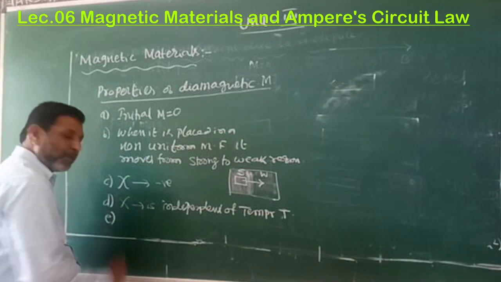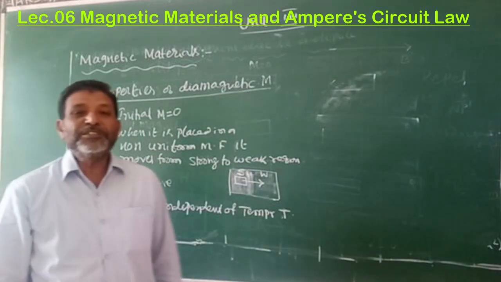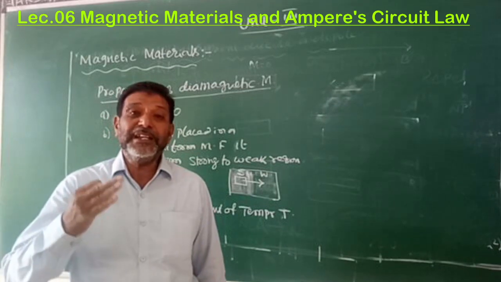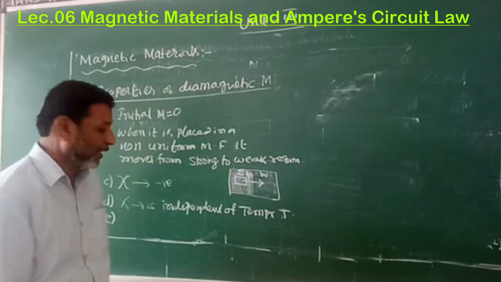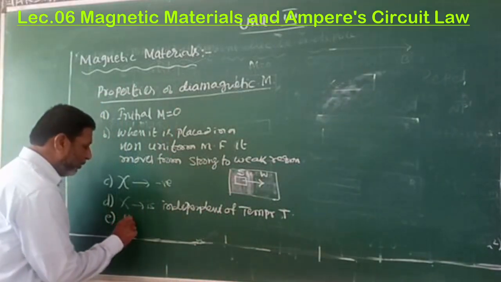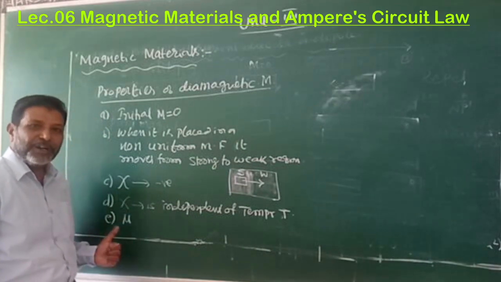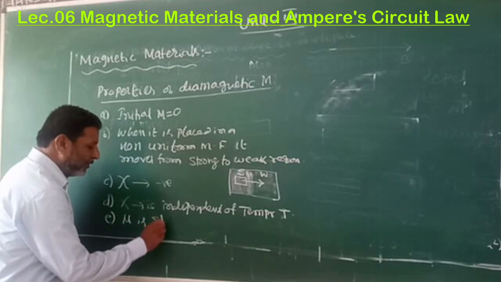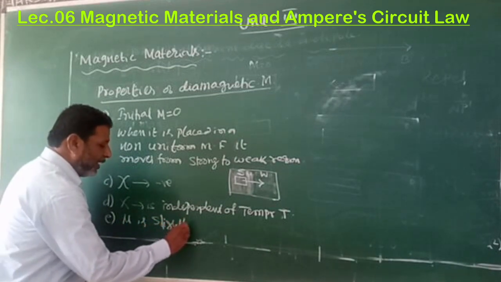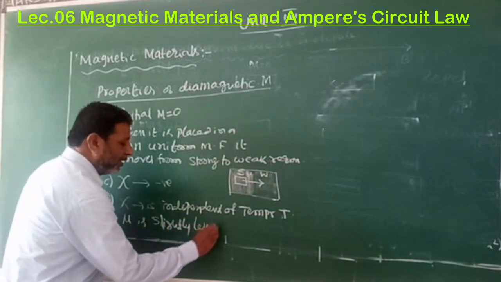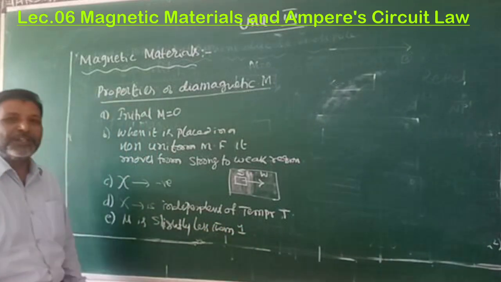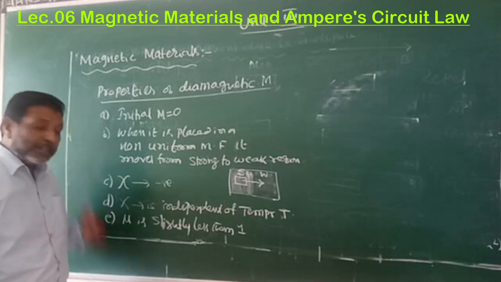The next property is that the permeability of these materials, that is mu, is slightly less than 1. Permeability of these materials is slightly less than 1.